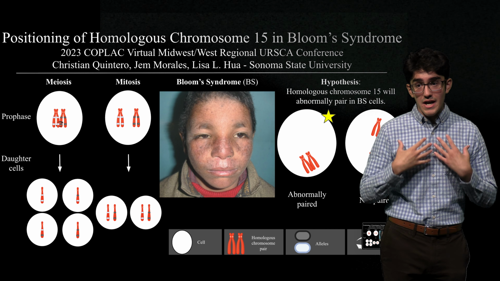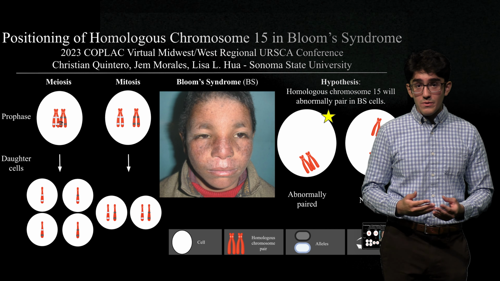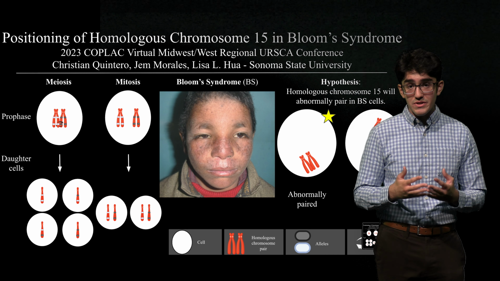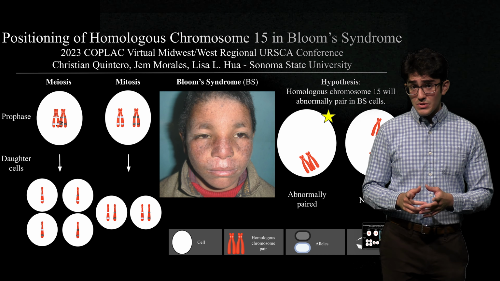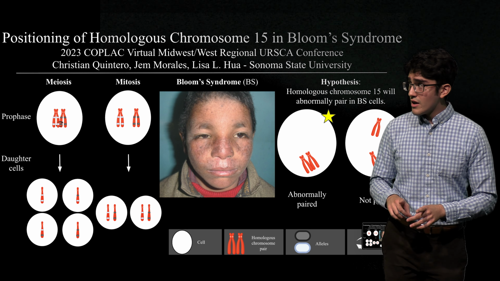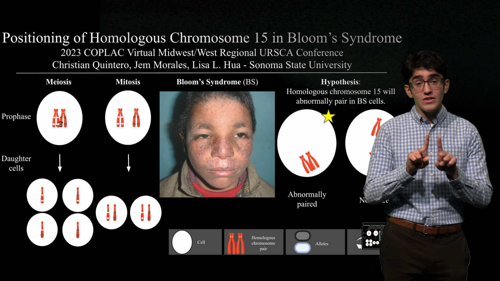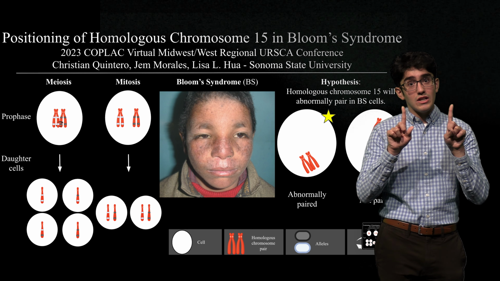And so I hypothesize that homologous chromosome 15 within these Bloom syndrome cells will pair. In contrast, I could also see a different finding where homologous chromosome 15 actually is spatially separated, therefore they do not pair.